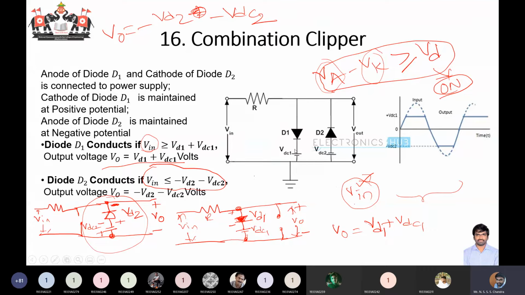By taking these VDC1 and VDC2 values properly, and by taking the proper diodes, so you can choose your diodes. Based upon these values, you will be able to control the output voltage values, and you can convert the shape of this output waveform. By this you will be able to perform wave shaping. So you may get a trapezoidal waveform, you may get a square waveform, you may get a triangular waveform also, depending upon what type of bias voltage you are taking and the diodes you are considering.